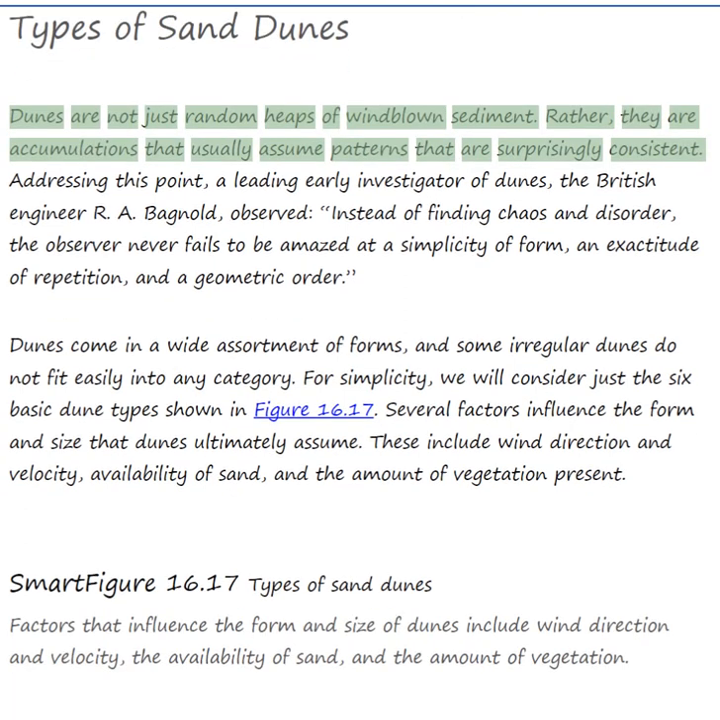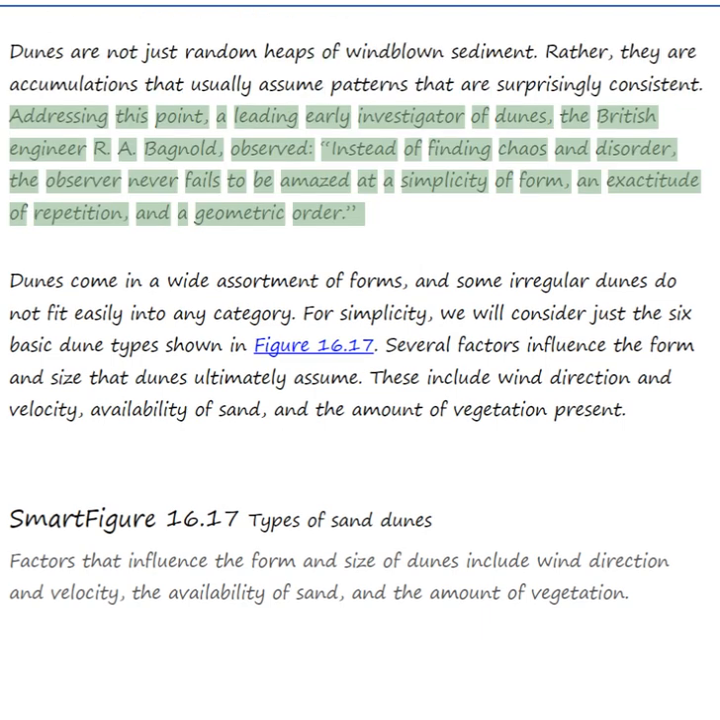Dunes are not just random heaps of wind-blown sediment. Rather, they are accumulations that usually assume patterns that are surprisingly consistent. Addressing this point, a leading early investigator of dunes, the British engineer R. Bagnall, observed, "Instead of finding chaos and disorder, the observer never fails to be amazed at a simplicity of form, an exactitude of repetition, and a geometric order."